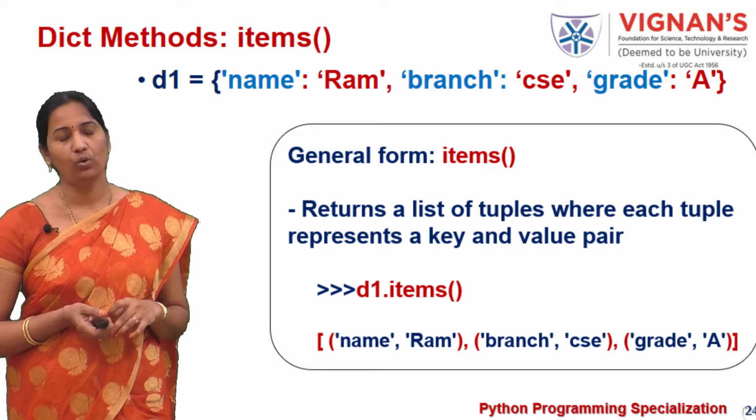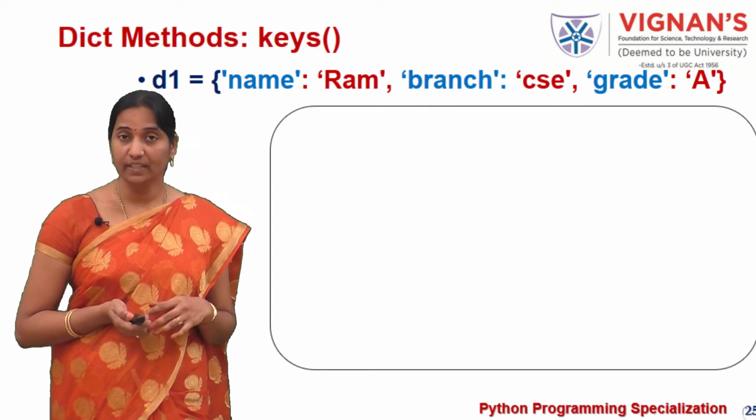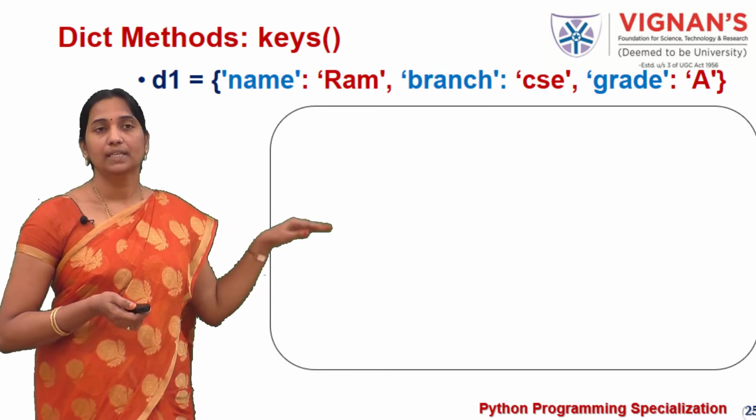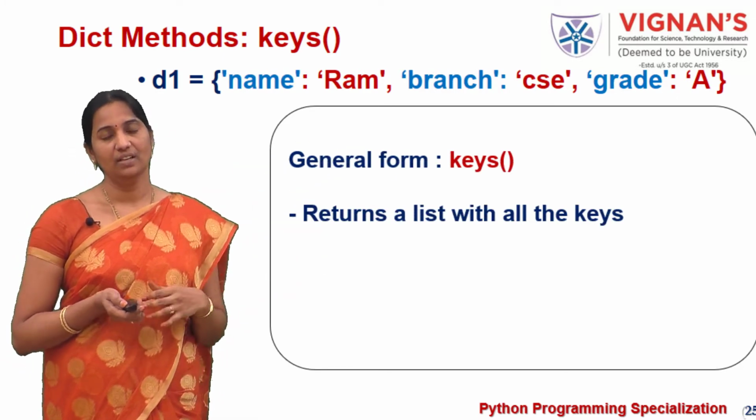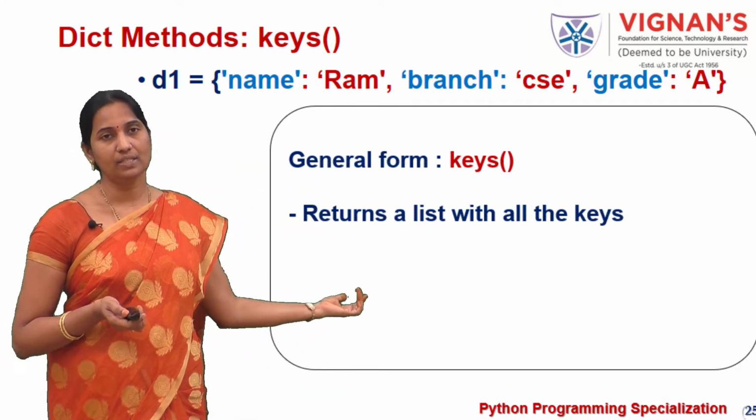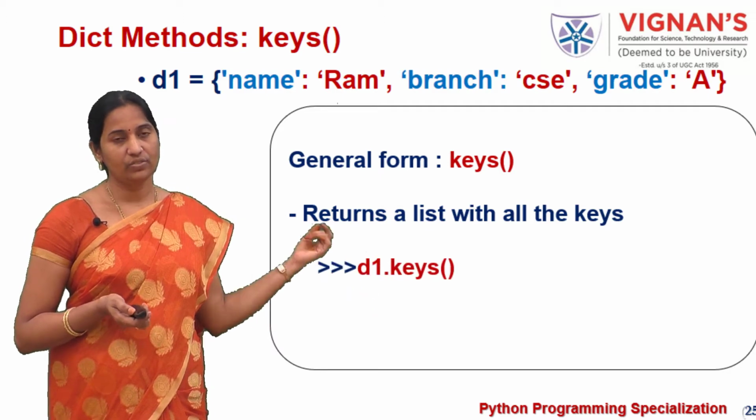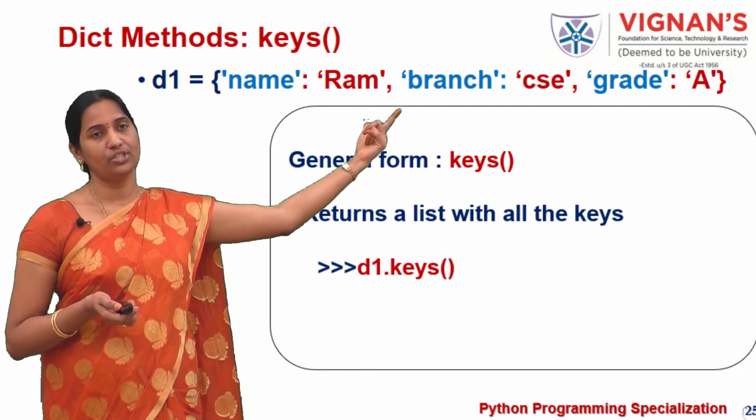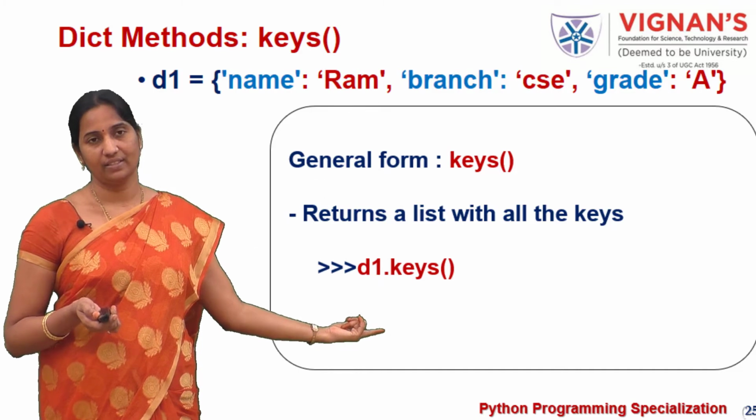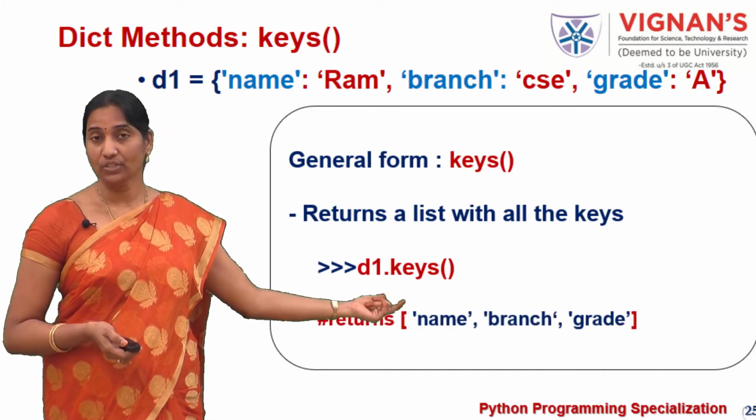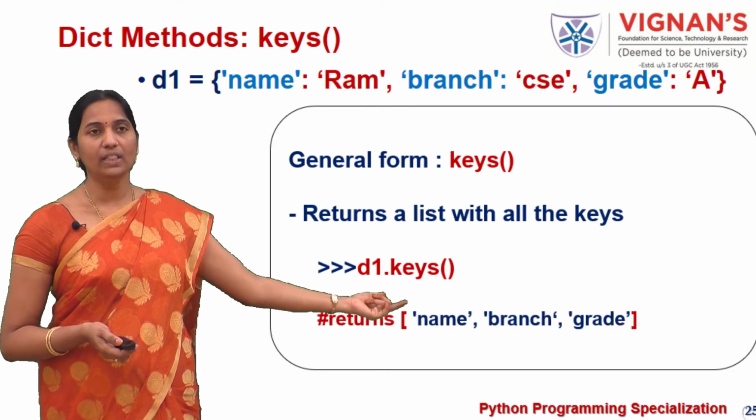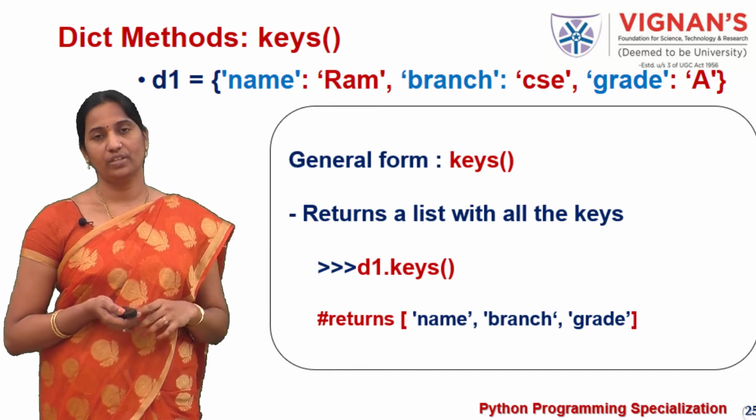Now let's see how we can use keys method to retrieve all the keys available in a dictionary as a list. Whenever I call this keys method with the dictionary D1, it returns all the keys available in the dictionary D1 as a list like this. It returns name, branch and grade, as these are all the keys that are present in the dictionary D1.